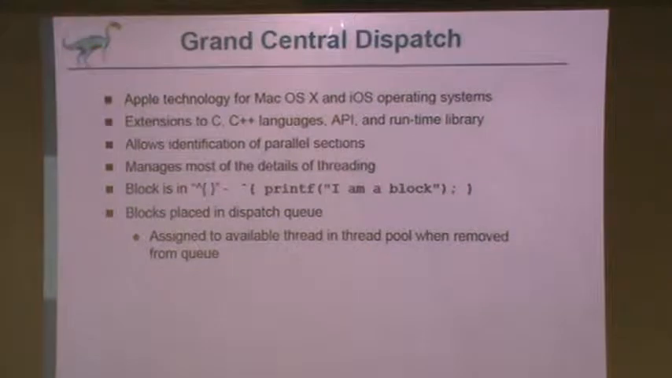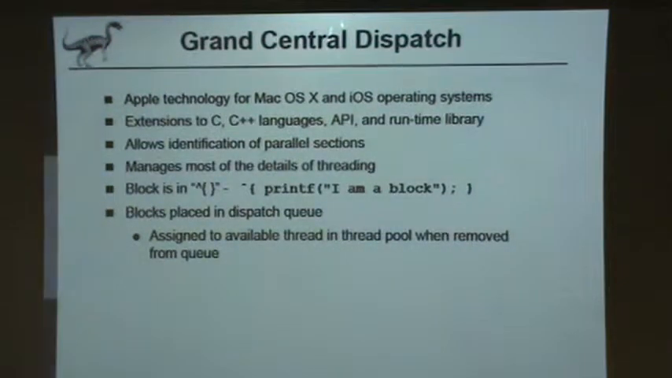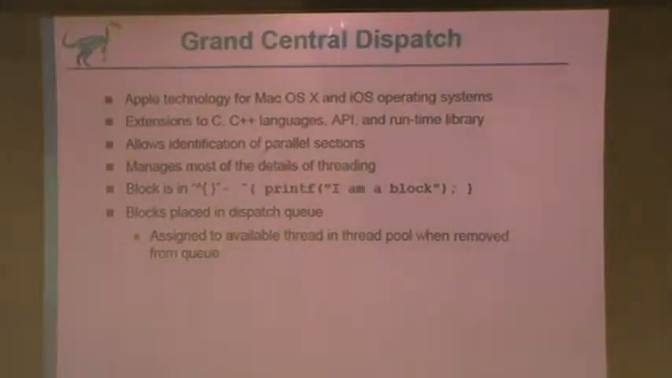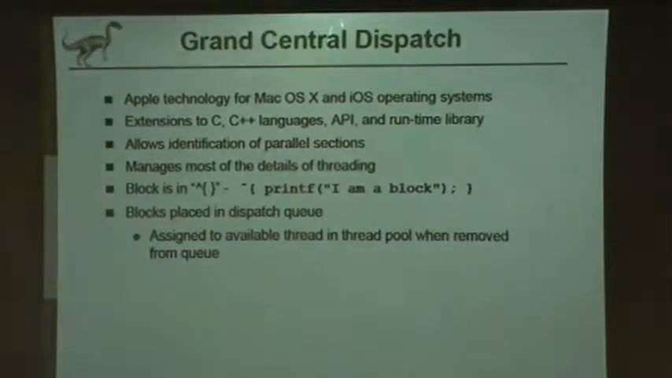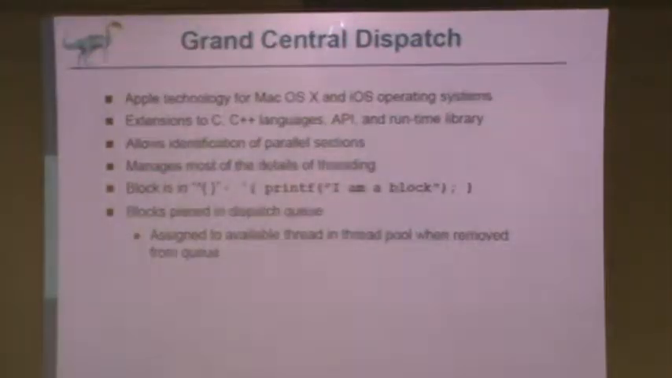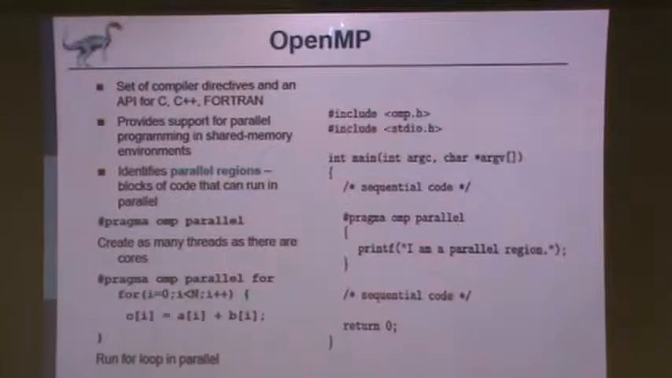The other one is Grand Central Dispatch. It's used in Apple OS. Also, it allows identification of parallel sections. It's like OpenMP.